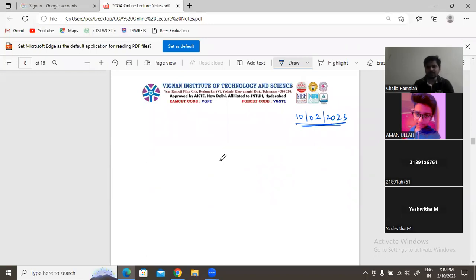Okay, right. Now see here. In the last class we discussed integer representation, right or not? This is a small recap of the last class. What are the two integer representations? Unsigned and signed. Please turn on your mics. Unsigned integer representation and signed integer representation.